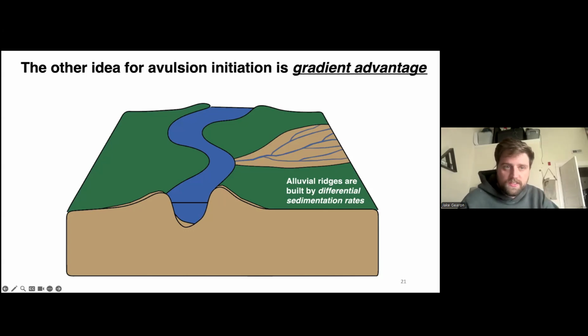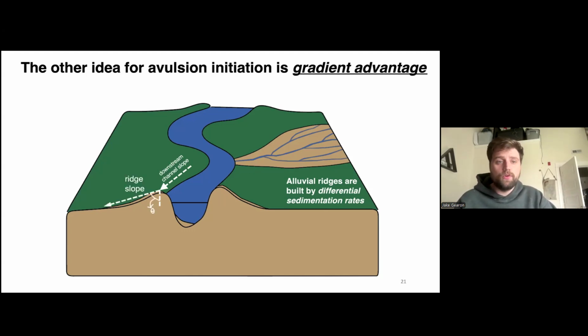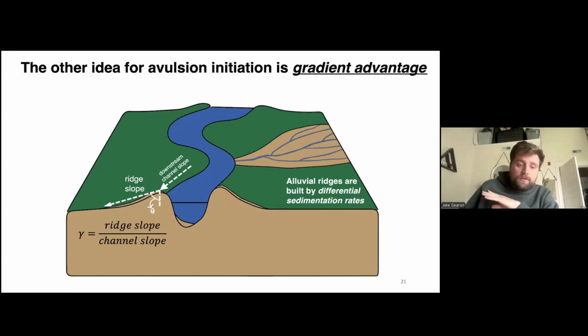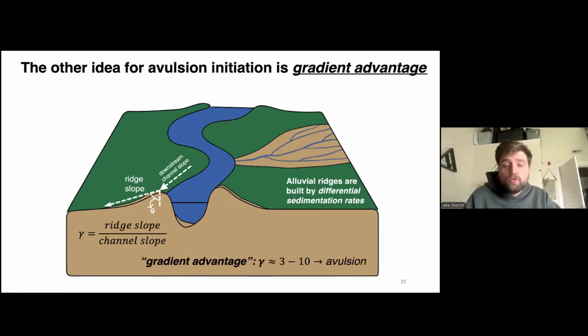And I'm going to return to this little cartoon to explain this. So to get an idea of gradient advantage, I'm going to define two slopes. The first is the downstream channel slope, just following along the river itself. And the second is the slope of the alluvial ridge, taken perpendicular to the channel, right? And so the ratio we can develop, called gamma, is the ridge slope, so that perpendicular side slope of the channel, over the channel slope itself. And that gives us an idea of simply the gradient advantage, or how much steeper these alluvial ridge slopes are compared to the channel itself.